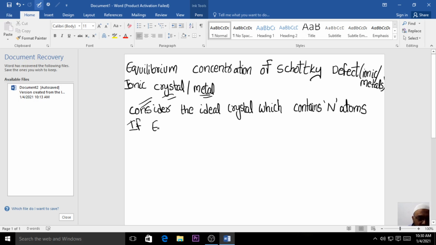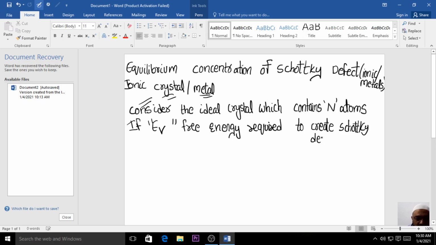And let us write E_V. This E_V is the free energy required to create a Schottky defect. So we are actually creating this Schottky defect, and it requires some amount of energy. So let us consider E suffix V is the free energy required to create a Schottky defect.